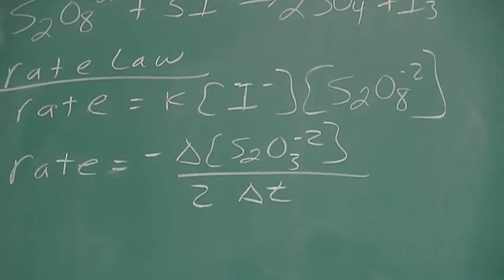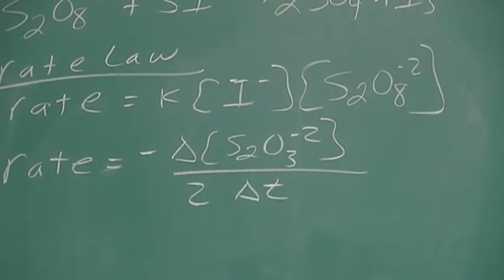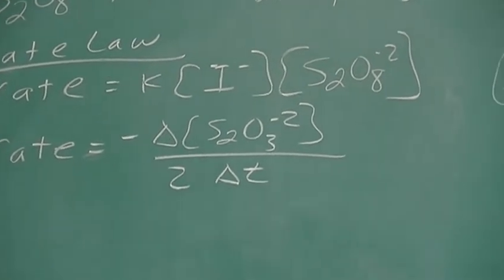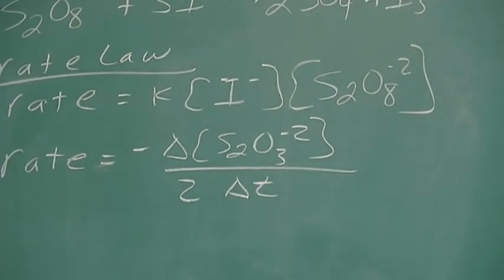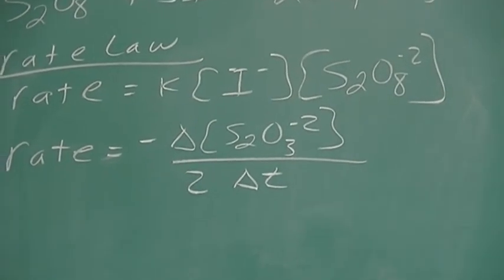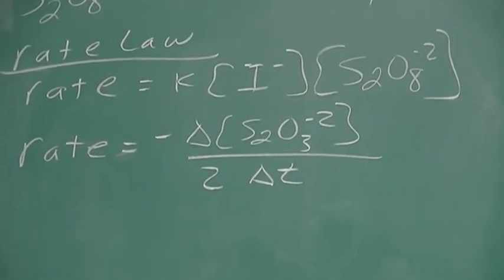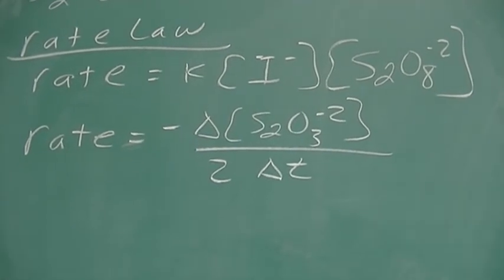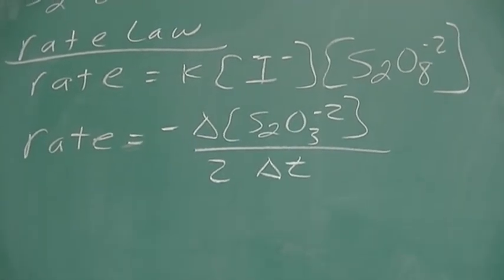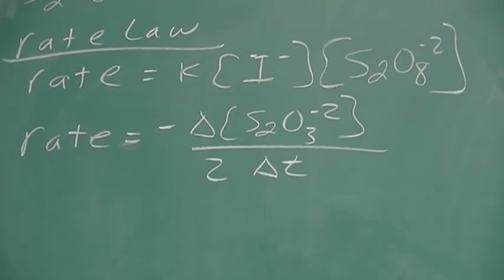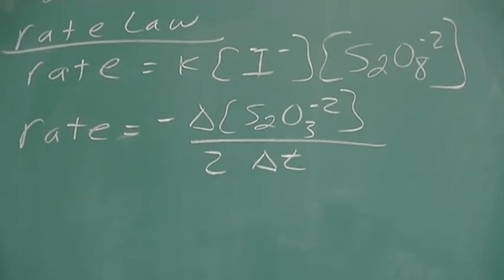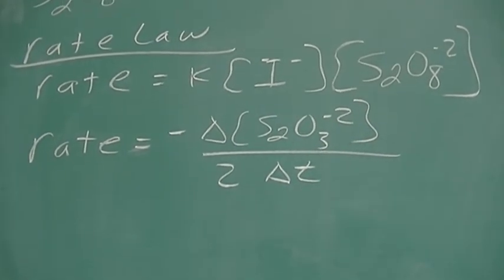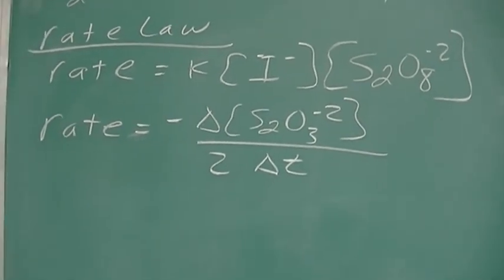So your rates, you're going to divide them by your concentration of I minus and your concentration of S2O8. And so you will have your 4 K values. Now K is a rate constant, but it is only a constant at a given temperature. If you change the temperature, you change the rate constant K. So you will have 4 different rate constant Ks because we have 4 different temperatures.